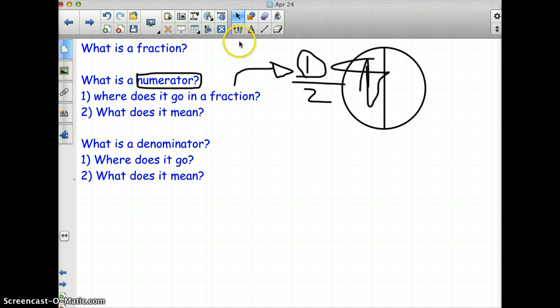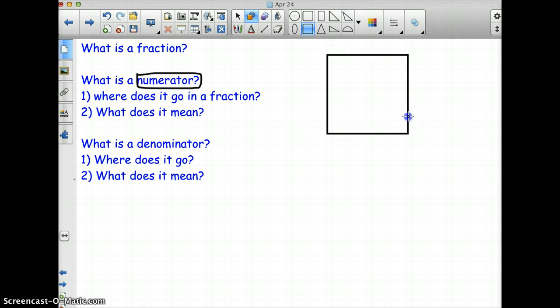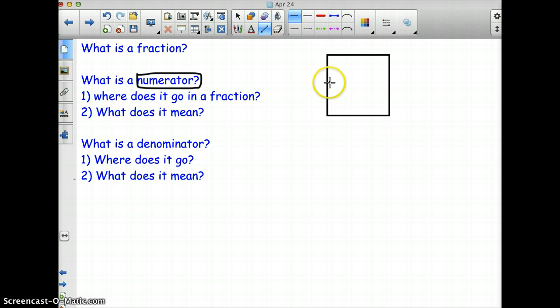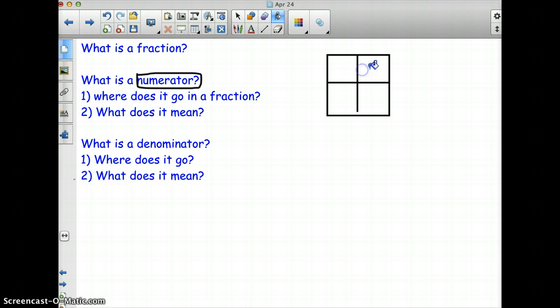I'm going to delete this one and just show you with another example. We'll take this square, and I'm going to split it into 4 sections. Remembering, of course, that they must be equal. So here's my square, and I'm going to say, what fraction of the square is blue? Now, that did not work, so I'm going to color it in blue instead. Imagine that's blue, and that's blue. What fraction of the square is blue?